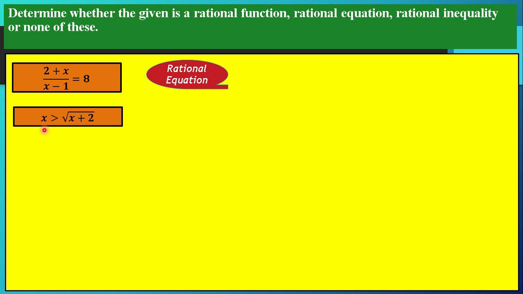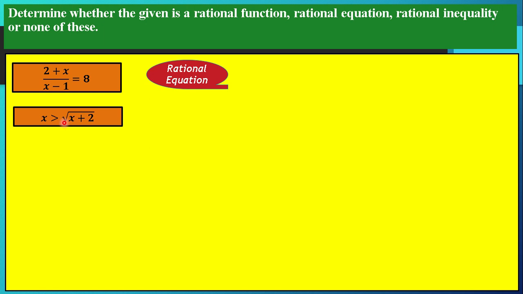Next, x is greater than the square root of x plus 2. I-examine po natin tong example na to. Meron po ba tayong involved na rational expression dito sa example natin?